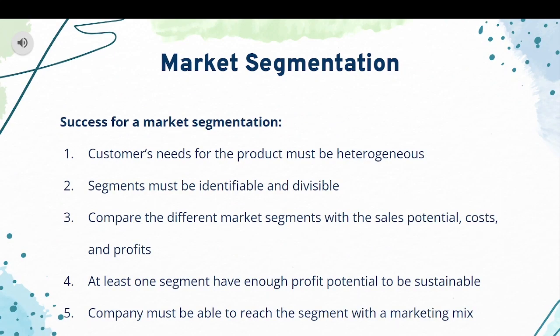For a marketing segmentation to succeed, 5 conditions must exist. Number 1, a customer's needs for the product must be heterogeneous. Number 2, segments must be identifiable and divisible. Number 3, marketers must be able to compare the different market segments with respect to estimated sales potential, costs, and profits. Number 4, at least one segment must have enough profit potential to justify developing and maintaining a special marketing mix for it. And number 5, the company must be able to reach the chosen segment with a particular marketing mix.